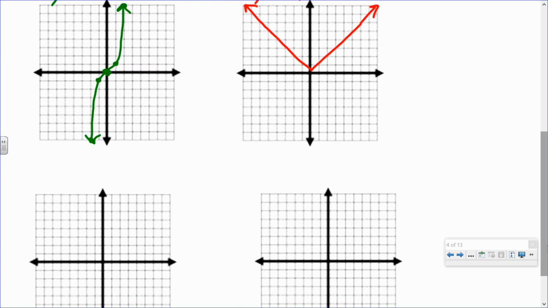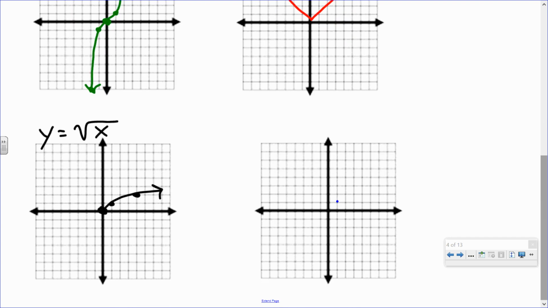One we haven't done a lot with yet, but I could have 0, 0, 1, 1, 4, 2. I could have half of a sideways parabola so that it's a function, and that would be y equals the square root of x. And we have also done quite a bit now with reciprocal functions, the basic hyperbola, y equals 1 over x. And we've done enough of those by now to know they look like that.